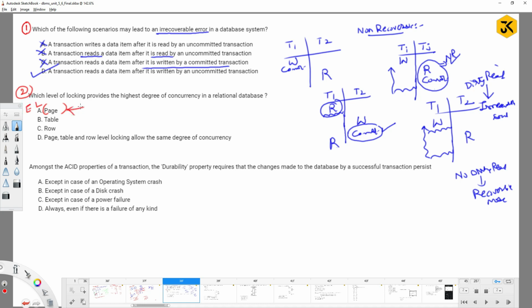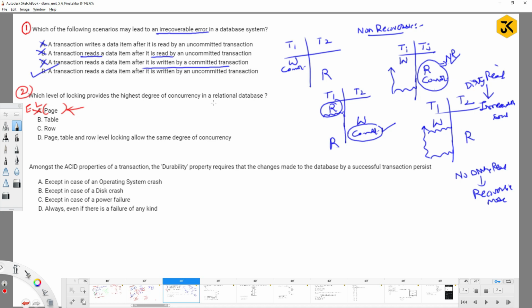It means that indirectly I am applying a lock on the entire database. So at a time, only one person is going to access the data, right? So that's the reason it is not going to work. What is the meaning of highest degree of concurrency? Maximum number of people being able to access the data, right? So I cannot get it through this option. What about the table?